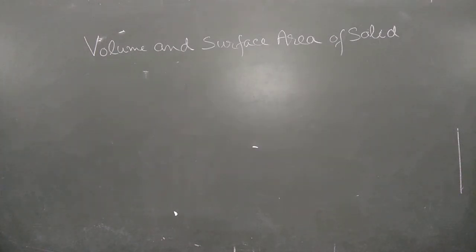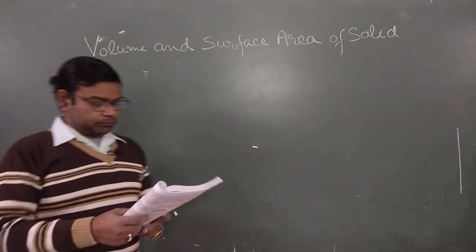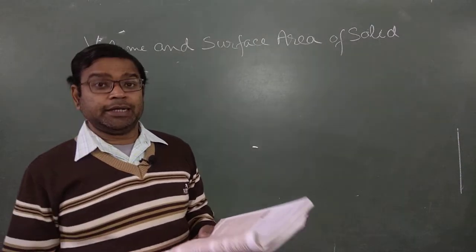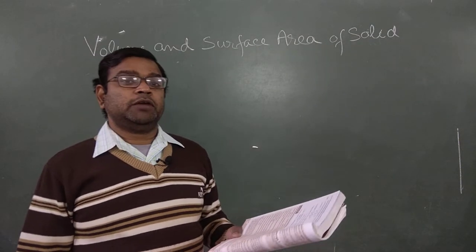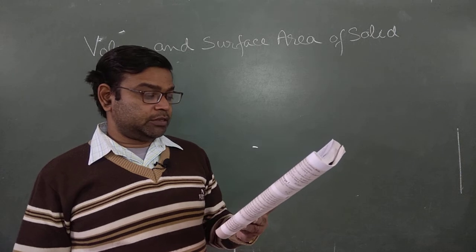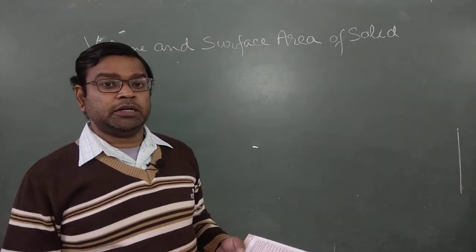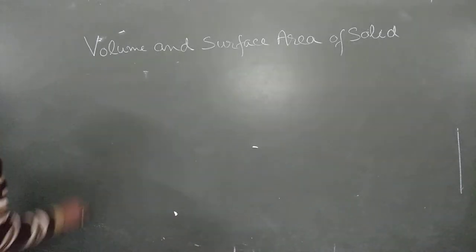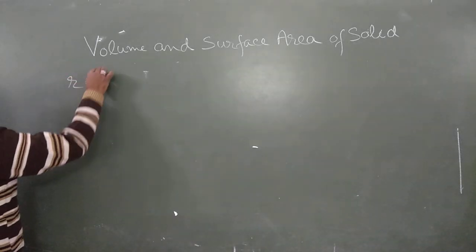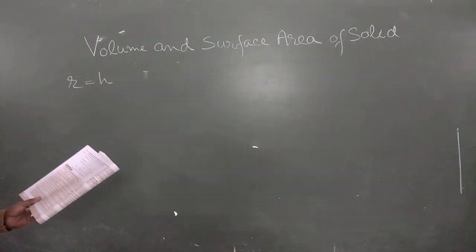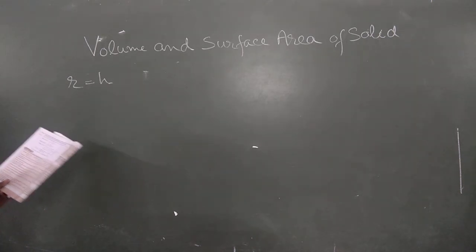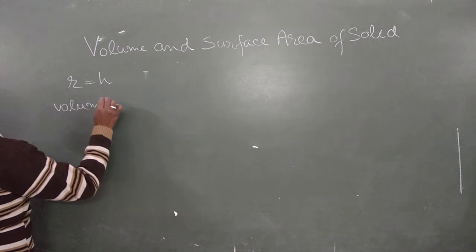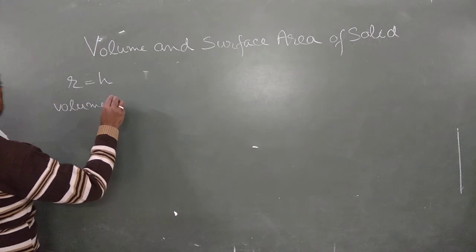Now the next question is: if the volume of a right circular cylinder with its height equal to the radius is 25 whole 1 upon 7 centimeter cube, then find the radius of the cylinder and the base of the cylinder, that is the area of the base. First, see, radius r equals height h, and volume is given. It is 25 whole 1 upon 7 centimeter cube.